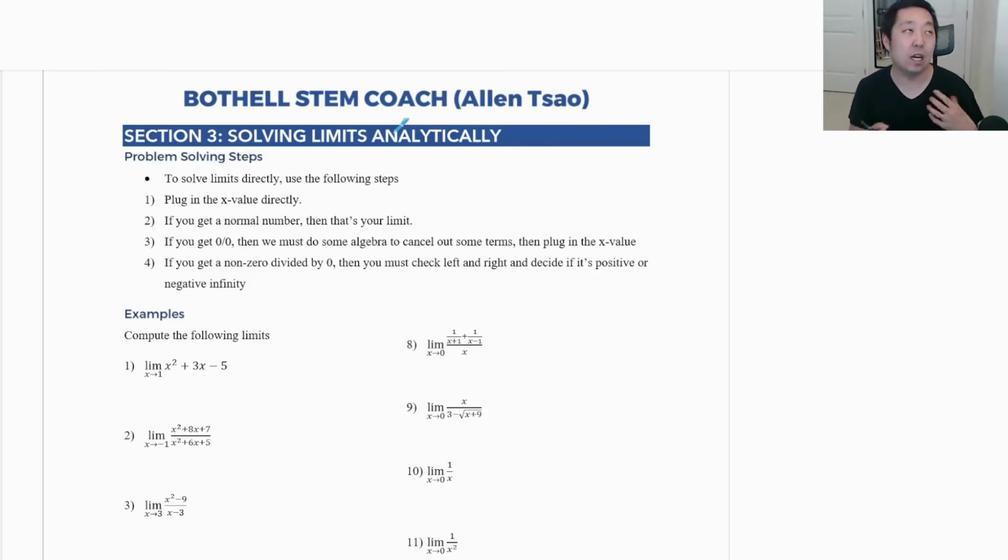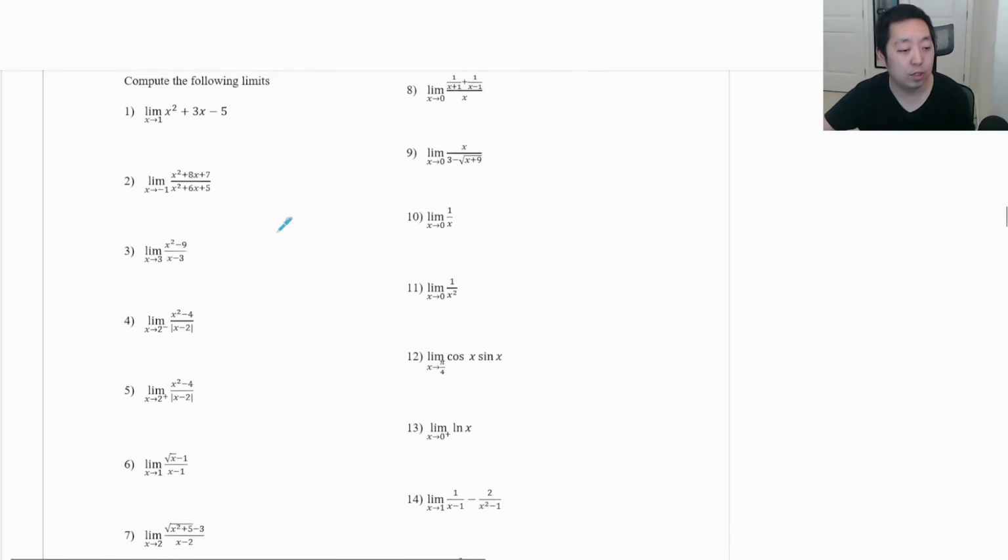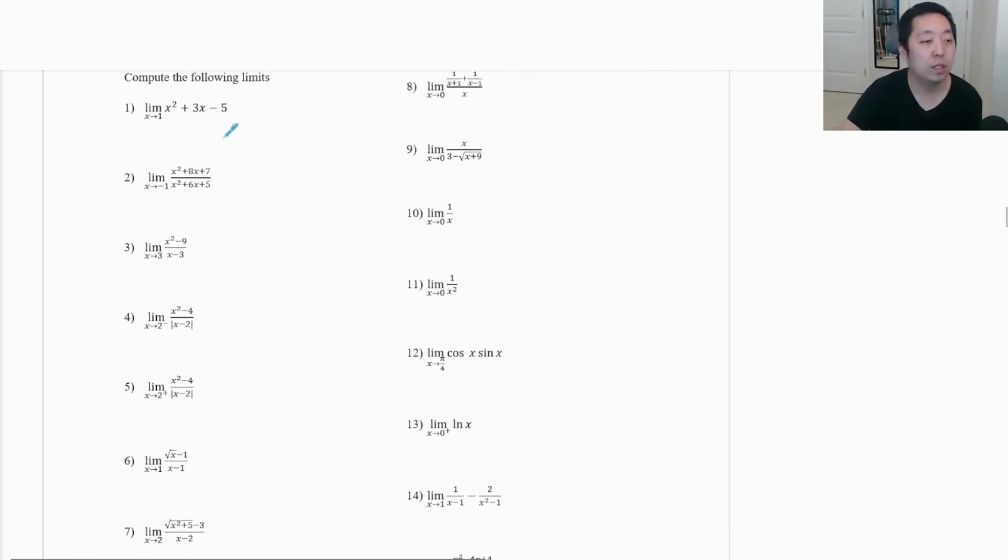And if I get a non-zero number divided by 0, then it's some kind of infinity, and I have to do some one-sided analysis to decide whether it's positive or negative infinity. So that's kind of like the general rule of thumb. But we're going to just go through some problems and do it like this. So compute the following limits.